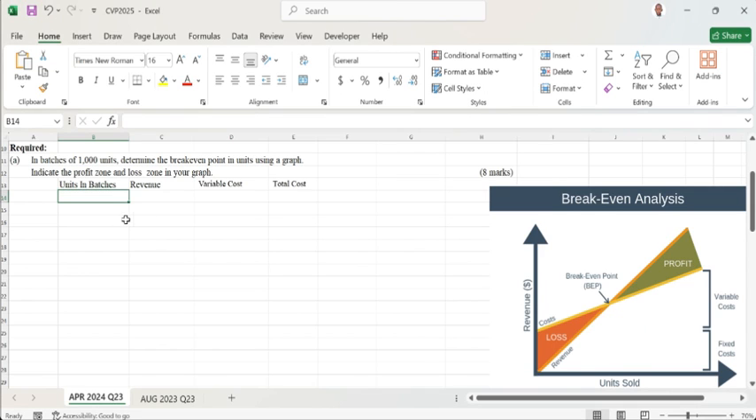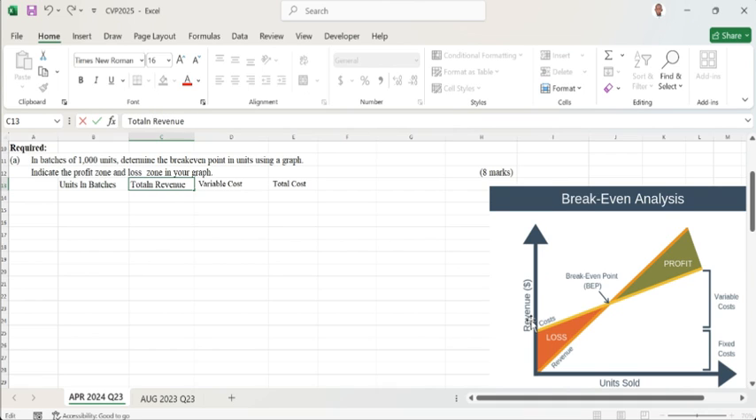Okay. Now, most of the time TR is equivalent to the TC. So we can call this the total revenue. Then this one we can call total variable cost. This one has no issue. Then this one, total cost, like that.